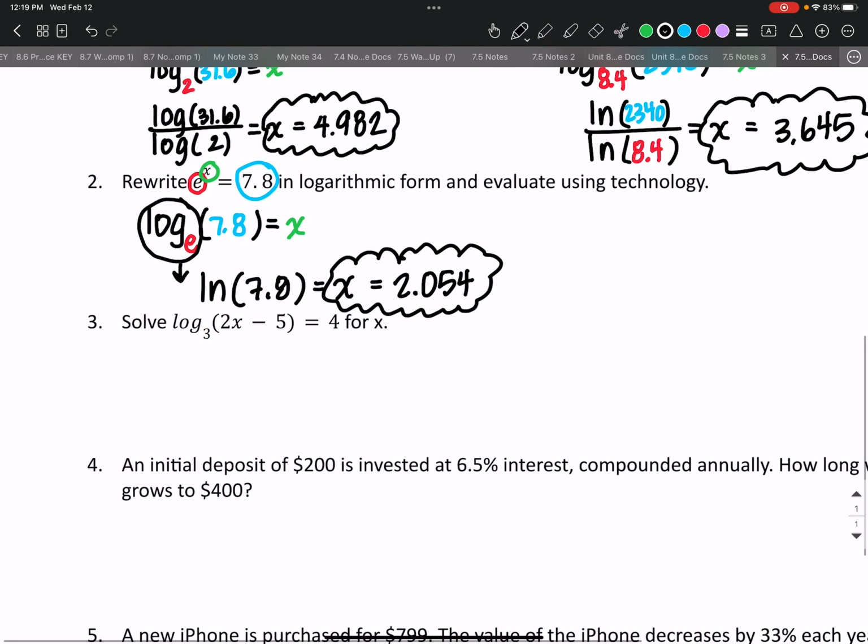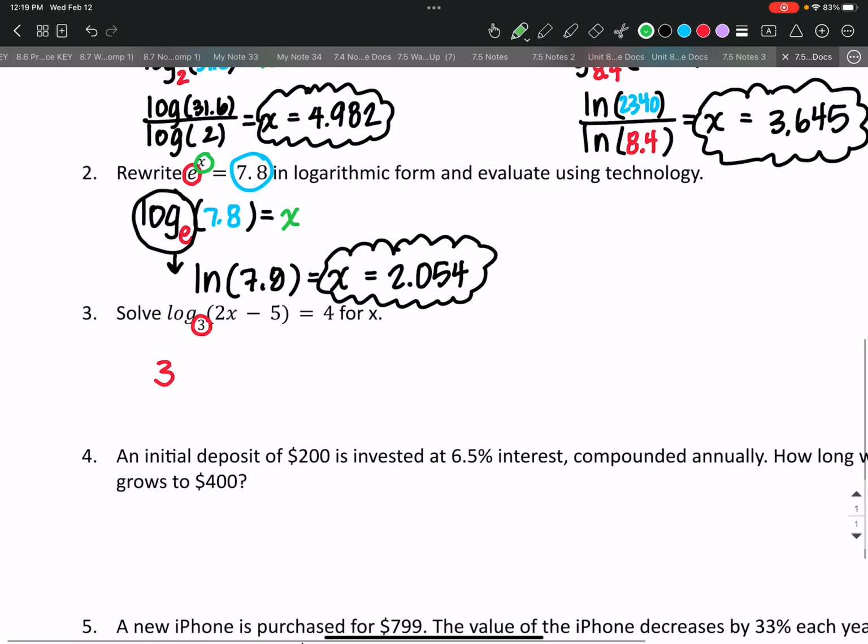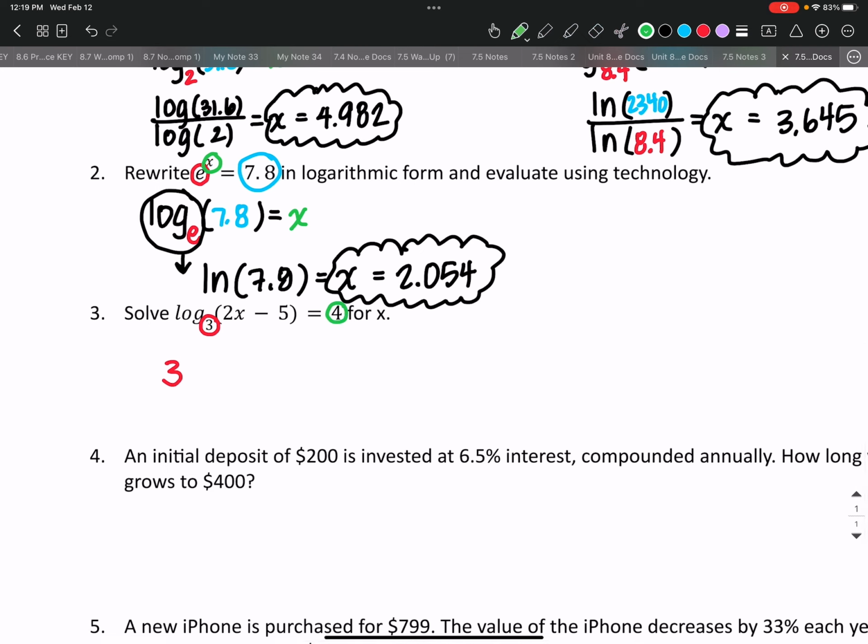The next question is to solve log base 3 of 2x minus 5 equals 4 for x. I'm only missing one thing, so I should be able to solve this, but I can't solve it in log form. If I can't solve something in log form, I'm going to convert it to exponential form. So instead of writing it in log form, I'm going to write exponential form. I start with my base, which is 3. I raise that to the exponent I have, which is 4. And I'm going to set that equal to the answer, which is 2x minus 5, and then solve this problem.